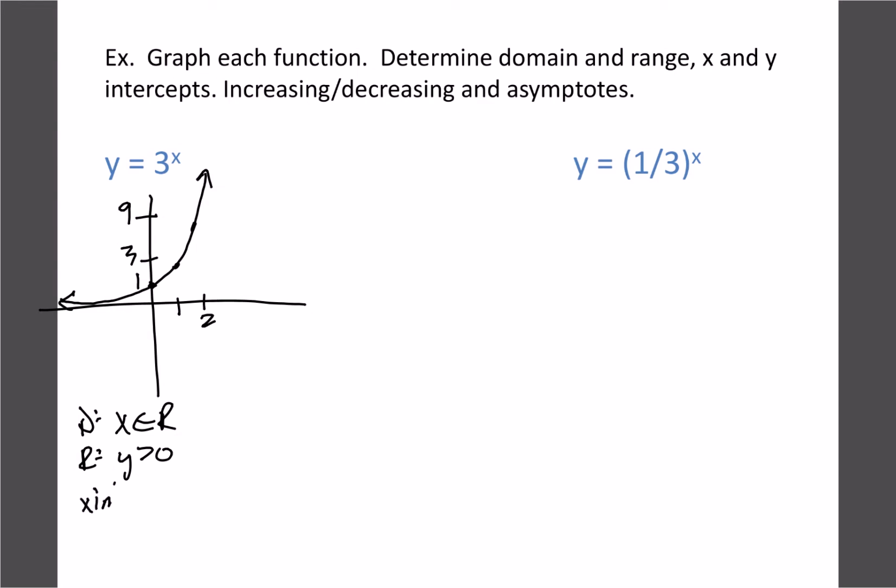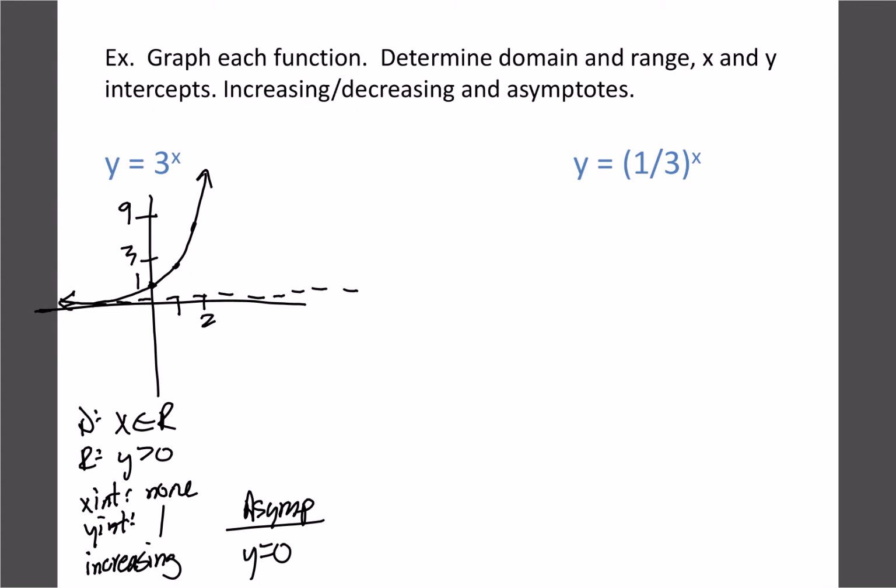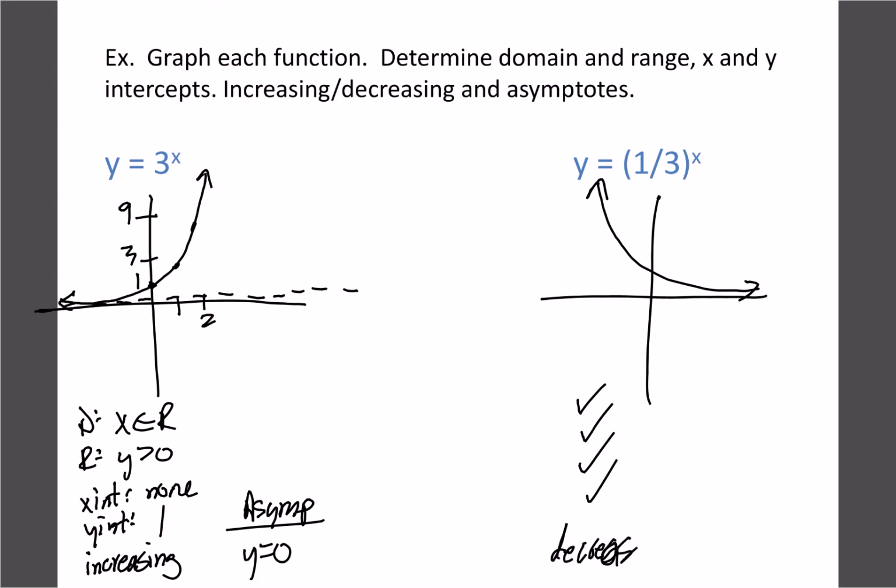We have an x-intercept of none. It never crosses the x-axis. Y-intercept of 1. And in this case, we'd say it's increasing because it's positive. It's getting bigger and bigger, with our 3 getting triple as big each time. And we have an asymptote at y equals 0. What that means is the graph never goes below it. So that's sort of our cutoff of the graph. If we do the (1/3)^x one, it's going to look the same, except it's going to decrease. But we still have the exact same domain and range, and the same intercepts. It would be decreasing in this case, and we'd have the same asymptote at y equals 0.